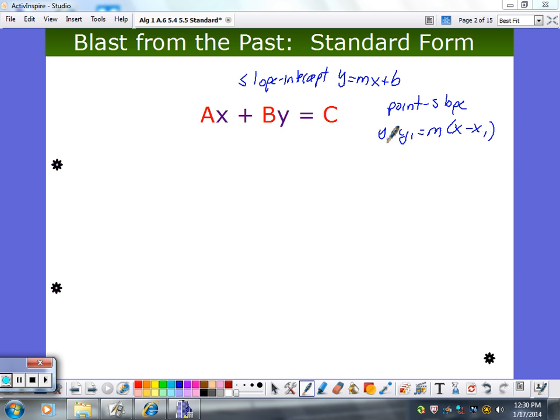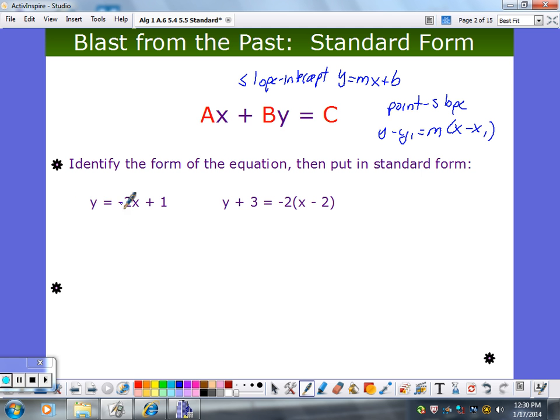Okay. So three forms of a line. Let's identify which form we've got here. What form is this? Slope-intercept form. And then what form is this? Point slope. And then, I don't see standard form. Yeah, here's standard form, right?